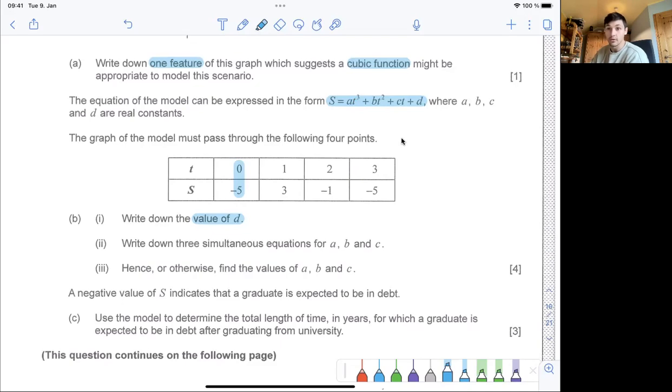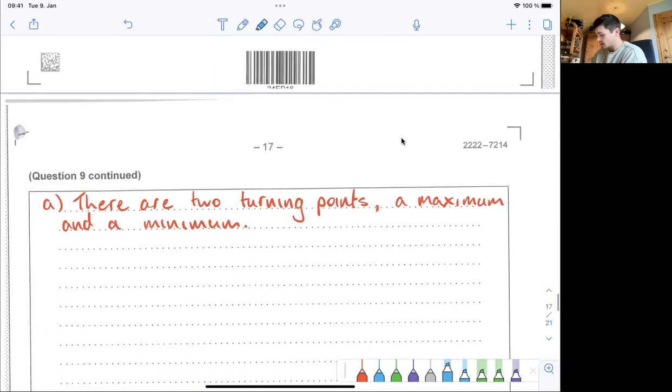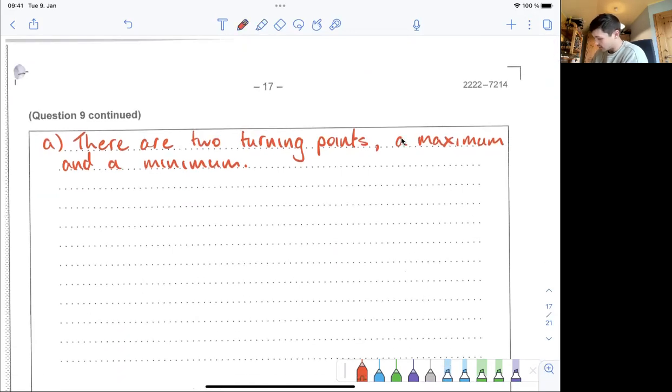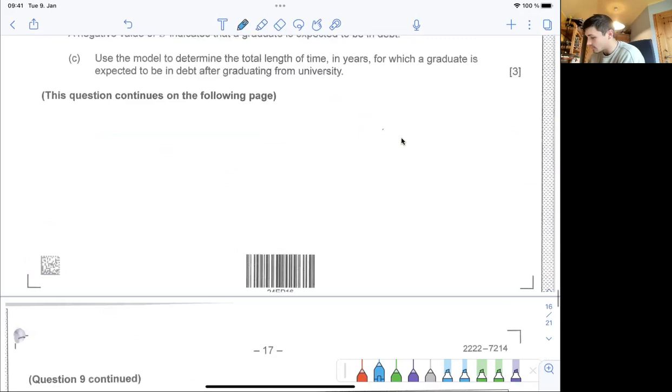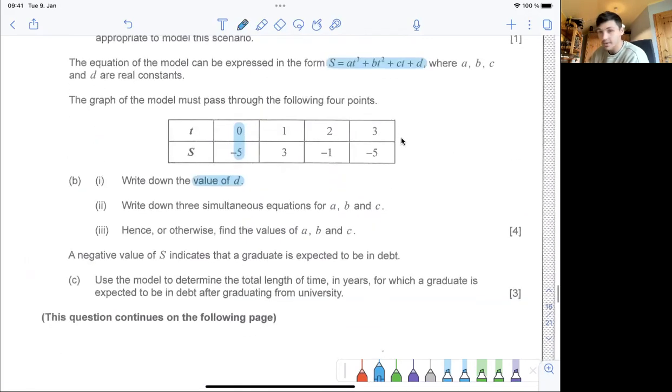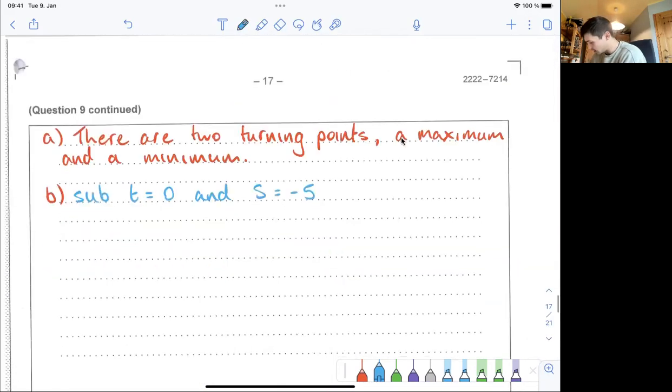And so therefore the value of D is going to be -5. So if I write that out down here, we'll have B. If we said S, let's say, and we'll write in sub T is equal to 0 and S is equal to -5, from this first bit of the table, and we'll do that.